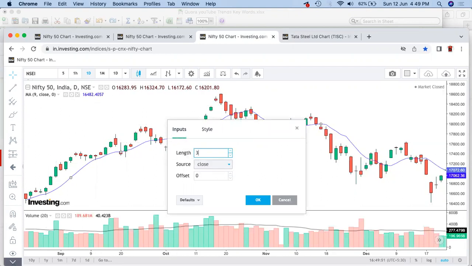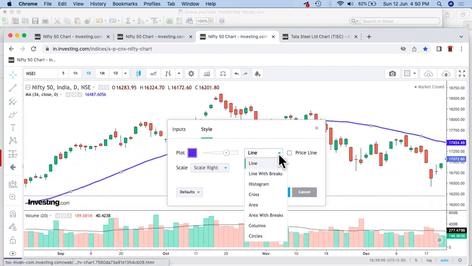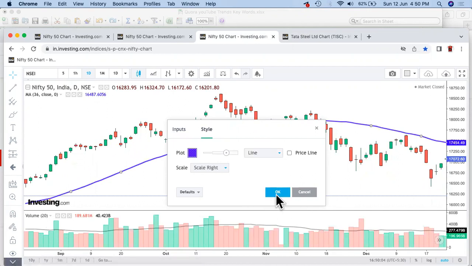For example, let's say I consider it for 36 days, right? And I change the style, probably making it a bit darker. I keep it line only. You can keep it as a line histogram, but as standard it is used as a line. So let's try to keep that.